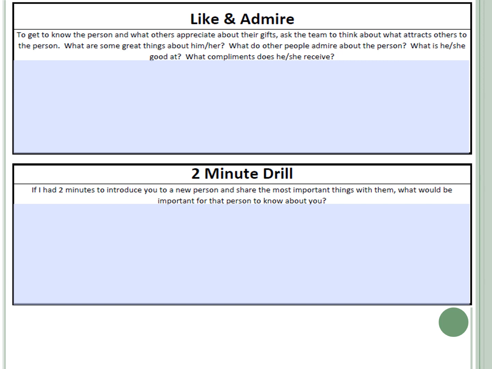And the next tool is the 2-minute drill. And this really gets at the very most essential, important things about the person. What the SSA is going to do when they're conducting this tool is to ask the person, if they had 2 minutes to introduce themselves to a new person, to take that 2 minutes and share the most important things about them. And if the person struggles with communication, the team can always chime in and help with this 2-minute drill.